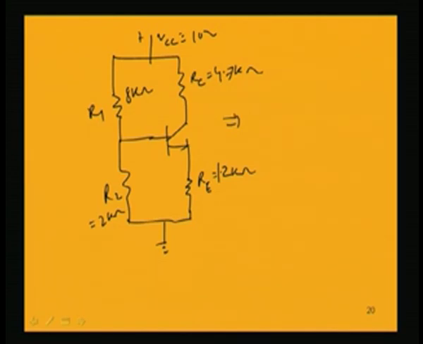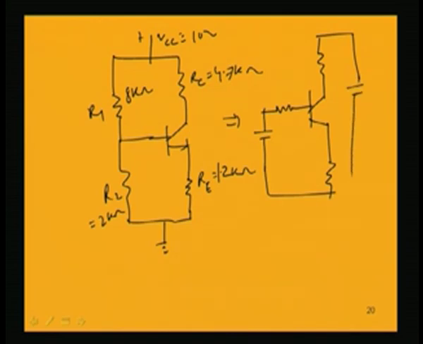Now, first of all I will draw the equivalent circuit using Thevenin's theorem. So, this whole circuit can be written down using the Thevenin's equivalent like this. You have VCC as 10 volt, RC is 4.7 kilo ohm, R Thevenin and V Thevenin we have to find out, and RE is given as 1.2 kilo ohm.